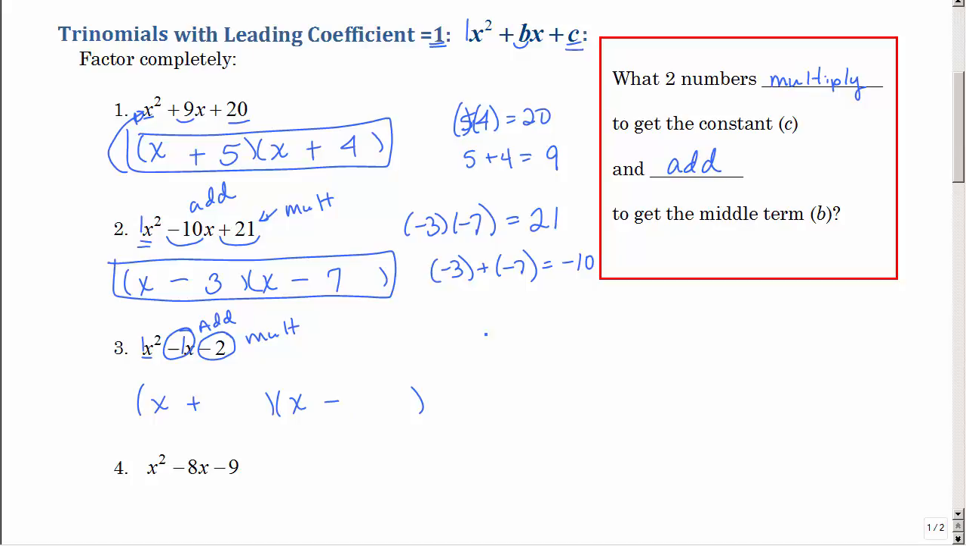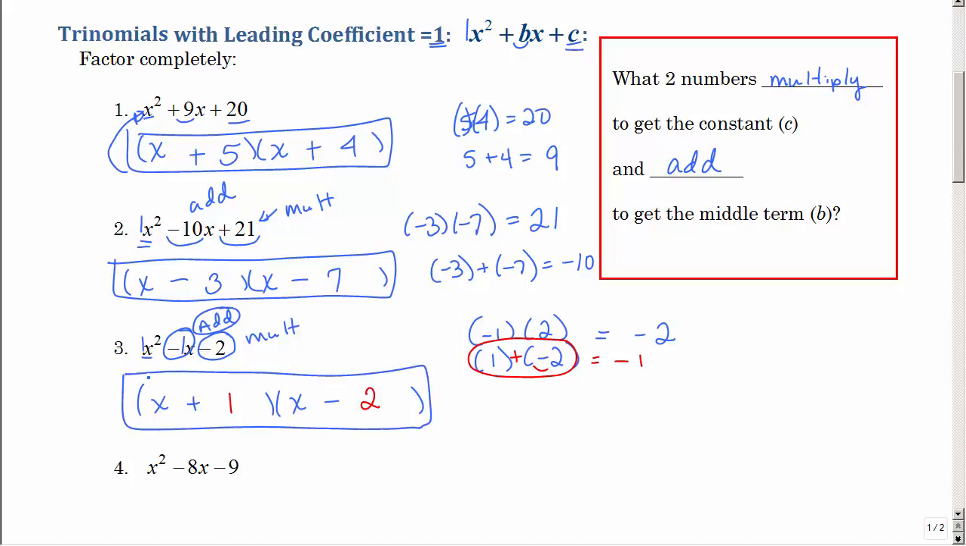So the question is do we need negative 1 and a positive 2, or do we need a positive 1 and a negative 2? Now when you multiply them together, you get negative 2. But what about adding? Which way would we have to add them to get a negative 1? It would have to be this one, right? Because when we add, we take the sign of the larger one. So we need a negative 2 and a positive 1.